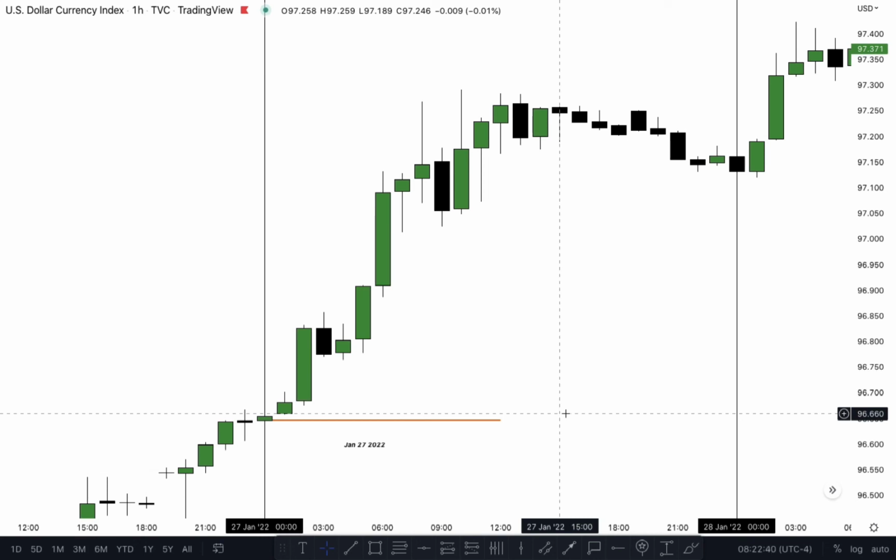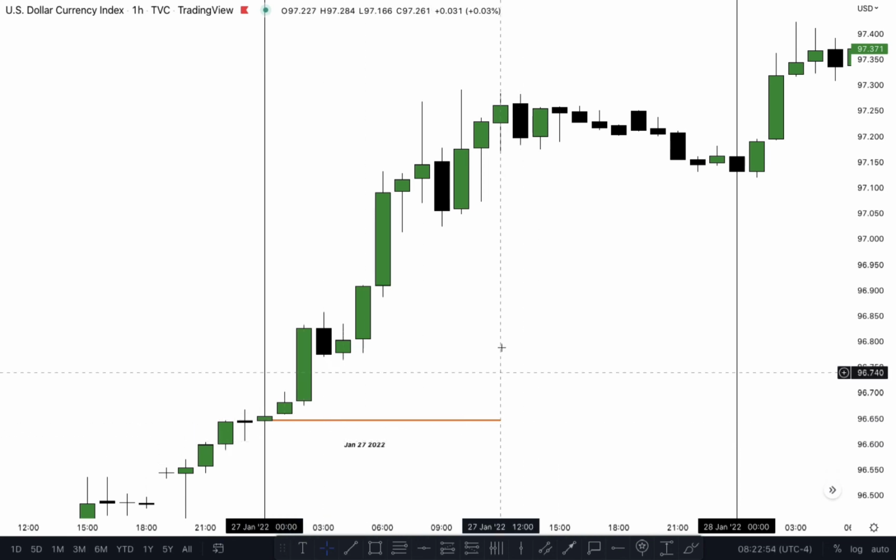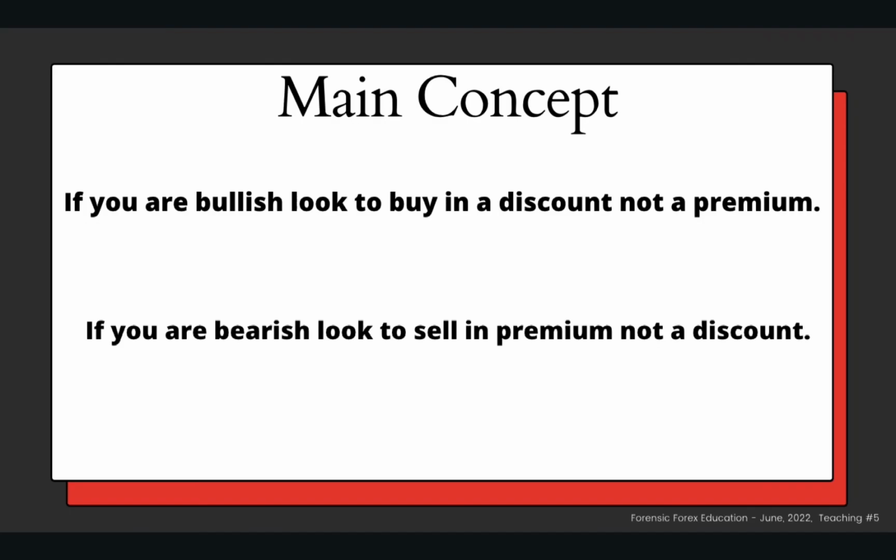Like I said, not every trading day is a trading day. There are going to be missed opportunities. You just have to live with that. Things will not be perfect. However, the same rules still apply. If you're going to look for a buy, the buy is most likely going to want to be in a discount, not a premium. In summary, if you are bullish, you are looking to buy in a discounted condition, not a premium condition. If you are bearish, you're looking to sell in a premium condition, not a discount condition.